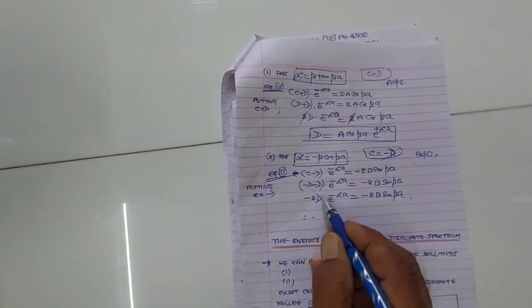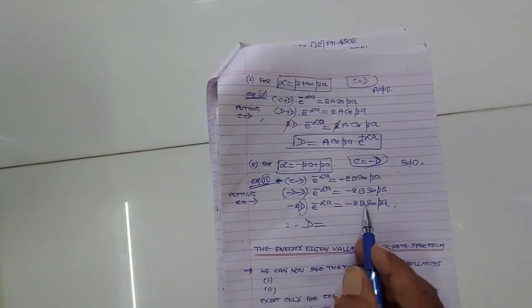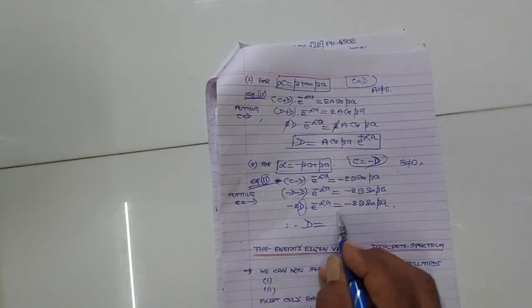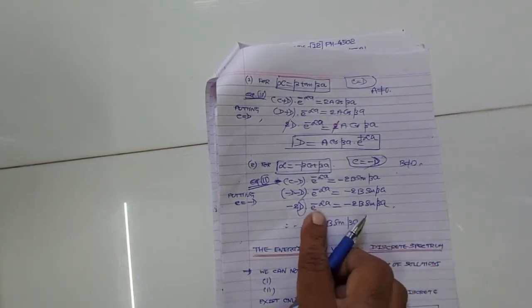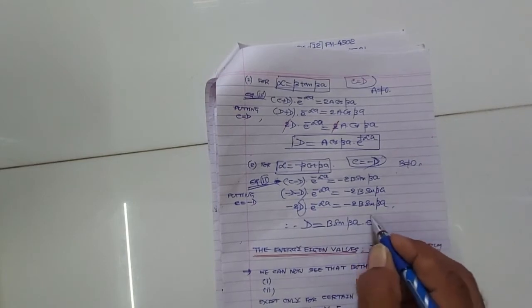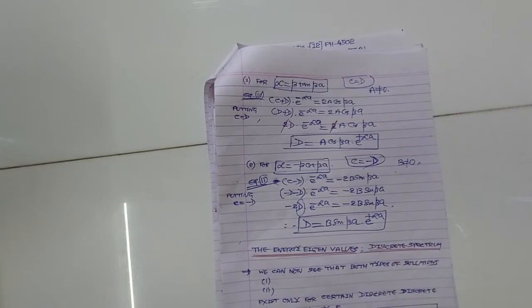Therefore the value of constant d for the second type of solution is, the minus 2 will cancel, so b sin beta. If I write e raised to minus alpha on the right side, it will be e raised to plus alpha. So this is the value of d for the second type of solution.